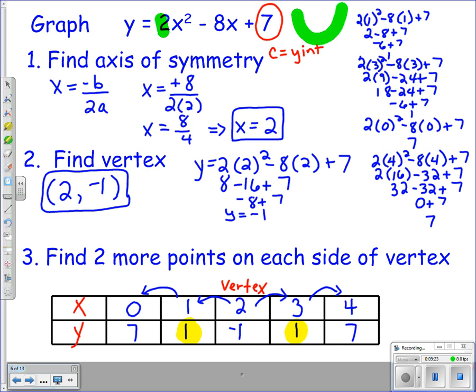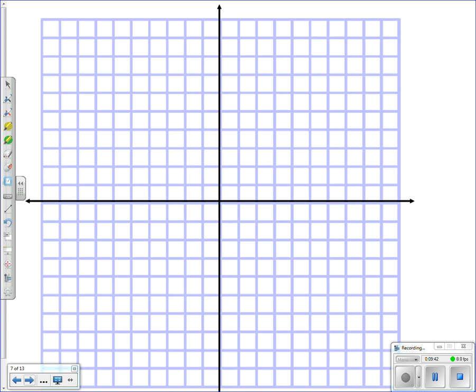Obviously, we've got our 7 here. And again, those 2 xy pairs, the y's should be the same because they're equidistant for the x's from the vertex. Now, the next thing that we would do once we have our xy table is to graph this. So we're sitting at 2, negative 1 for our vertex down here. Then we had 1, 1, we had 3, 1, and then remember our y-intercept was at 7.